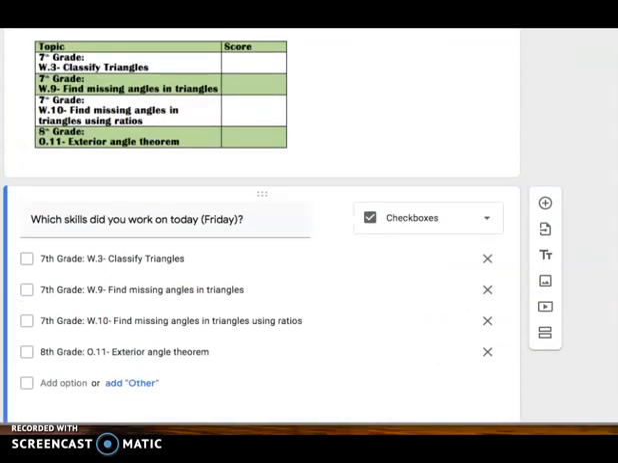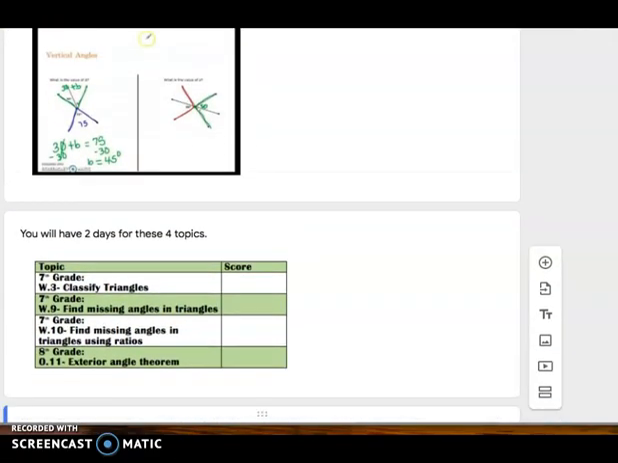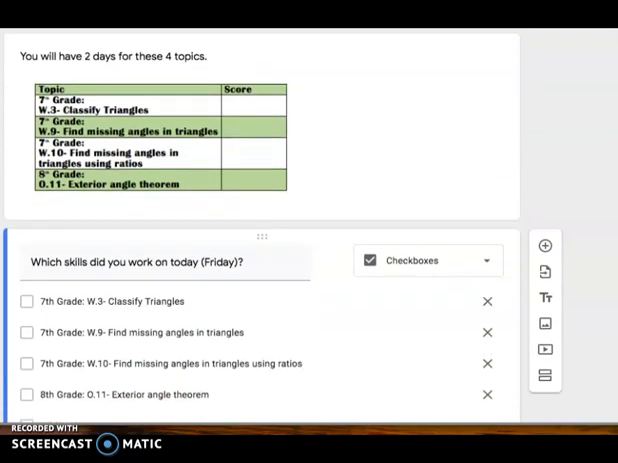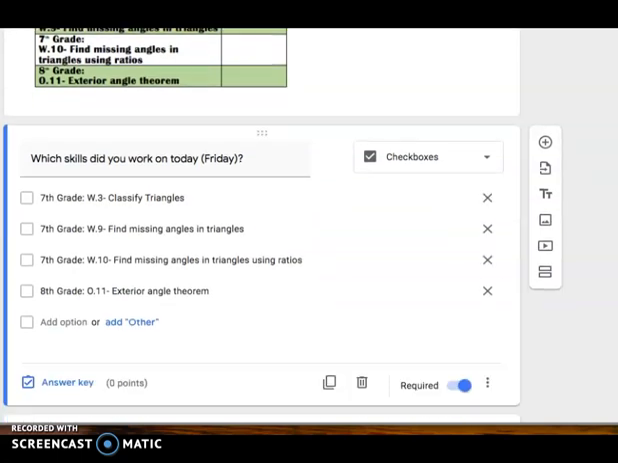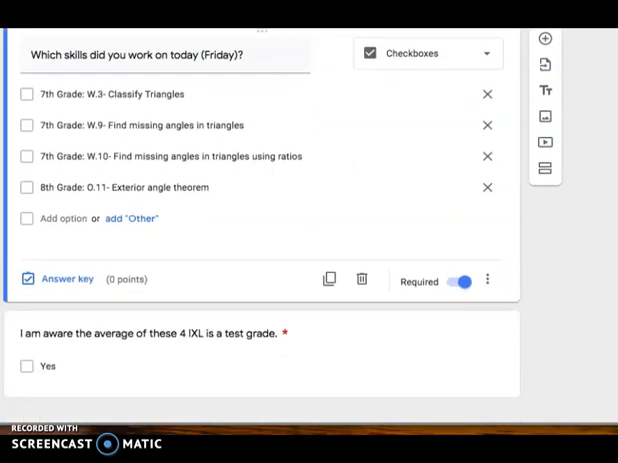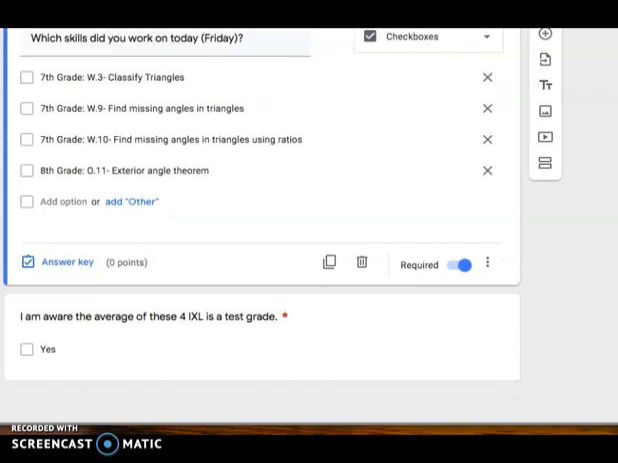So as you can see on the form for today, there will be the video, and then I list the 4 topics that you have these 2 days, Friday and Monday, to complete. Please tell me on today's form which skills you worked on. It is my recommendation you do 2 a day. If you wish to do all 4 in one day, that is fine, but they will be due on Monday. And just identify that you are aware the average of these 4 is a test grade.